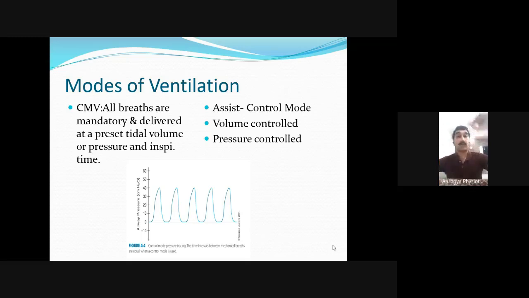Now you have volume control and pressure control in all of them. What is volume and pressure control in simple language? When you are talking about the volume control, you are actually controlling the volume. You are actually taking care how the volume should be for the patient. If you are talking about the pressure control, you are setting the pressure. You are setting the peak inspiratory pressure.